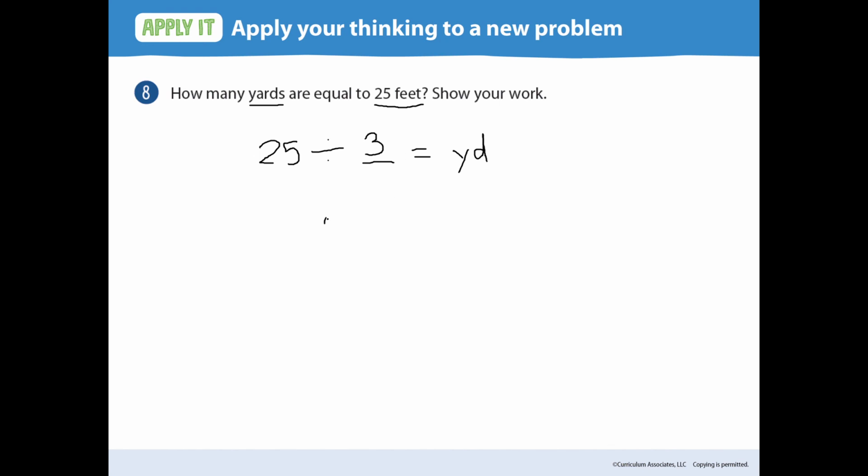So if I write this as a fraction, 25 divided by 3, I know that 3 goes into 25 8 times, because 3 times 8 is 24, and then I have 1 left over, and so I have 1/3 left over. So 25 feet is equal to 8 1/3 yards.